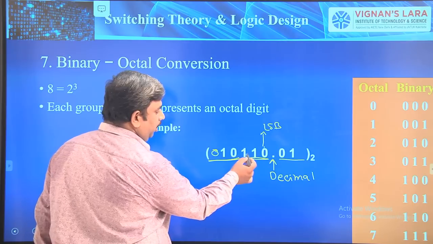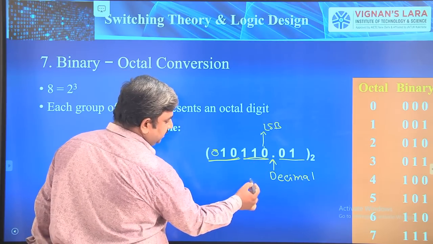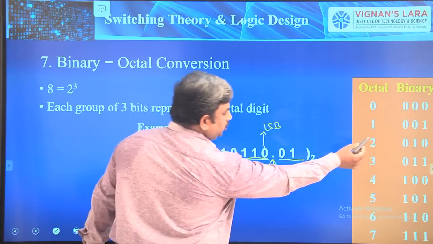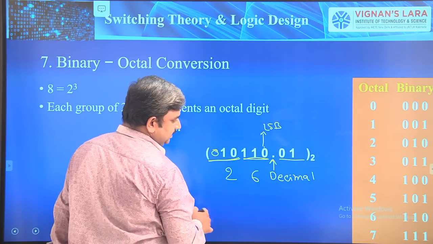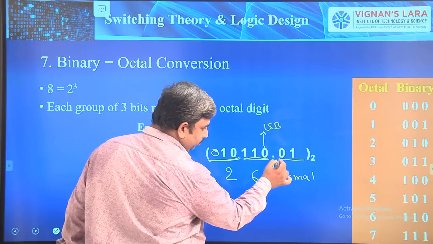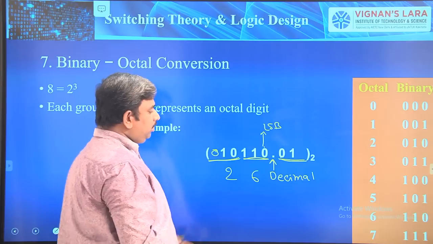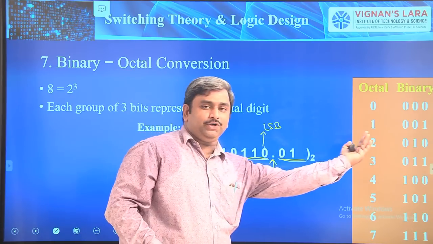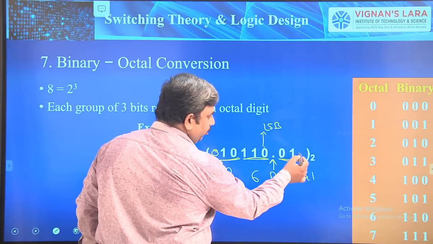So 0 1 0 1 1 0. The value of this is 6. See here, 1 1 0 is 6. Next, 0 1 0 has the value 2. So 26. Next, from the decimal point, you have to make groups of 3 bits going to the right. Don't start from the right side. You have to go from the decimal point onward. Here I don't have any digit.